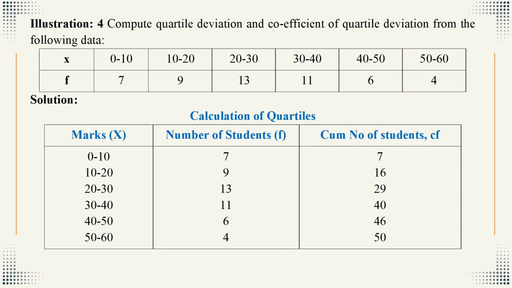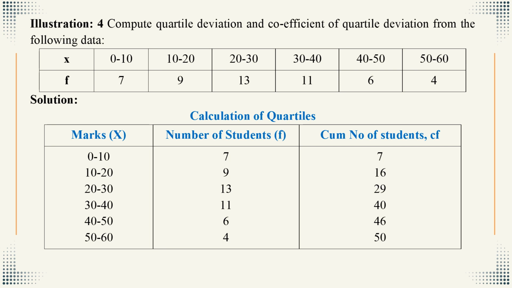Here illustration 4 is given to calculate the quartile deviation for the continuous series. Continuous series means 0 to 10, 10 to 20, some series will be there. Then class interval should be there, and frequency is there. So in the first two columns you have to take X and F, and cumulative frequencies to be calculated in the third.